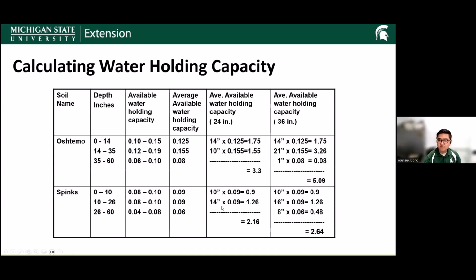The Spink soil has a little more coarse texture than the Astamo. So as you see, for the top 24 inches, the Spink soil can hold 2.16, so it's less than Astamo. For the top 36 inches for Spink soil, water holding capacity is 2.64. So of course, it's holding less water than the Astamo soil. So knowing the soil name from the USDA, you can calculate the water holding capacity for the top 24, top 36. If you have shallow rooting crops, then you can just calculate for 18 or 12 inches, and so forth.